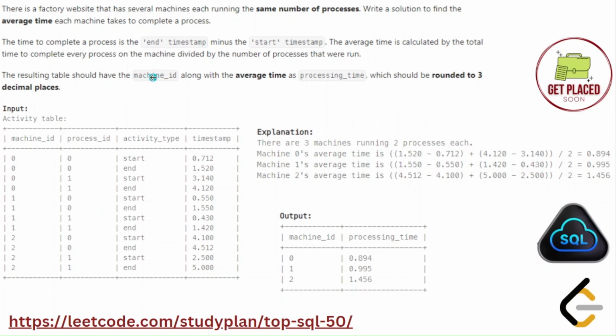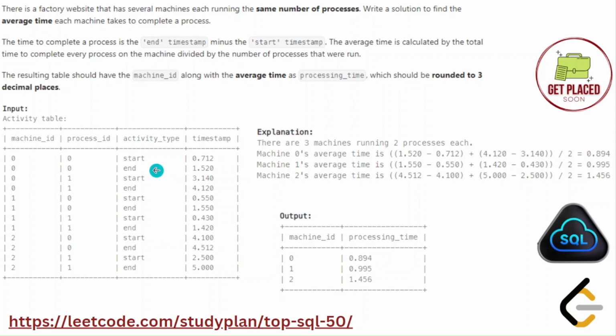We need to calculate the average time each machine takes to complete a process. Machine ID 0 itself has two processes. First we need to understand for process ID 0 what the completion time is, and for process ID 1 what the completion time is. After knowing the duration of these two, we will calculate the average of these two, and after calculating the average you can print it here as processing time, average processing time.